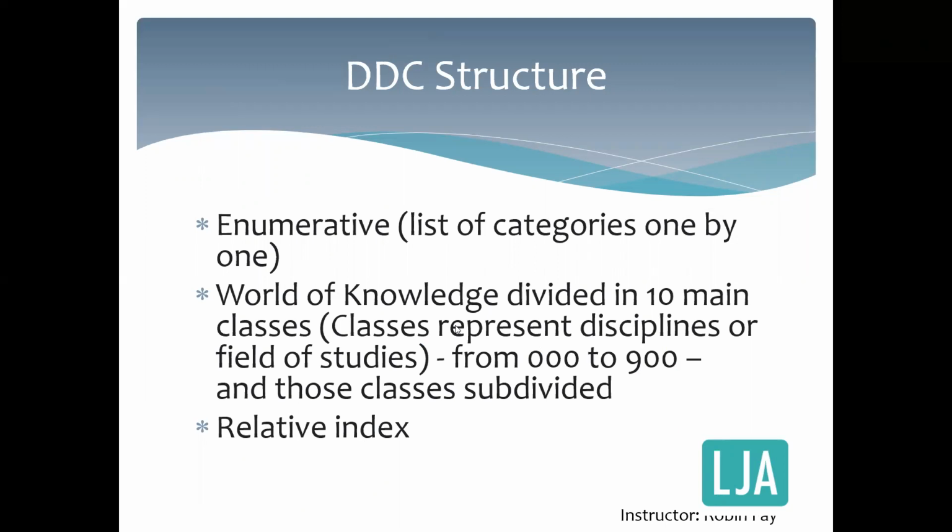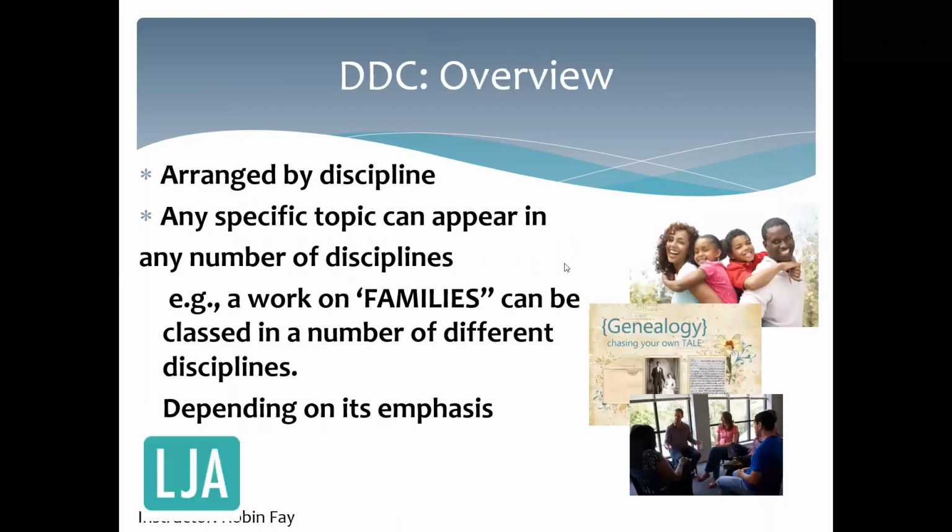It's called a world of knowledge. That's what we call Dewey as a whole, the world of knowledge. That's kind of awesome, isn't it? And it's divided into 10 main classes, and we're going to look at those classes. It goes from 000 to 900, and those classes are then subdivided. That means making more granular, and then there's the relative index.